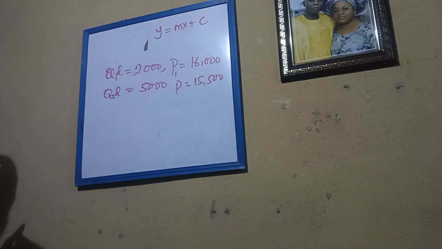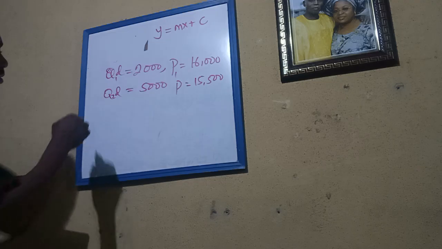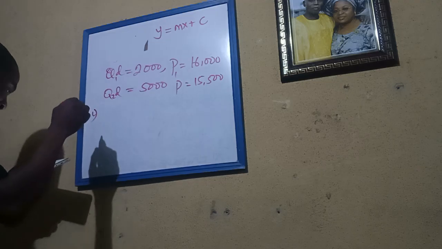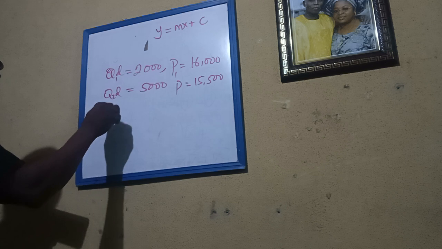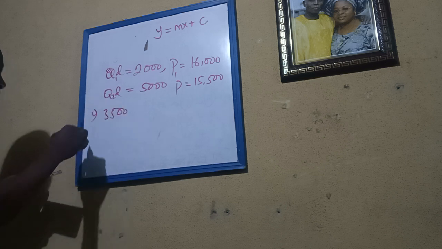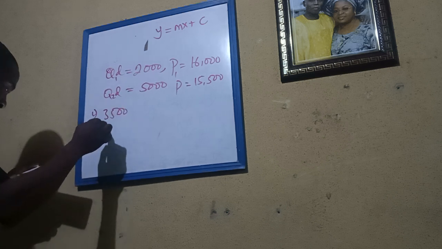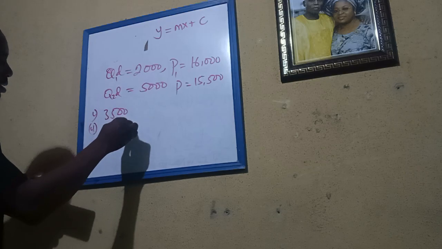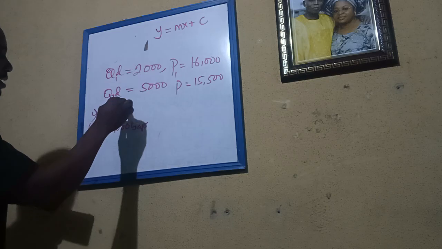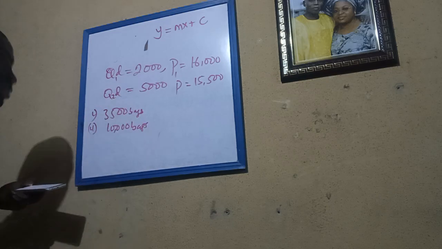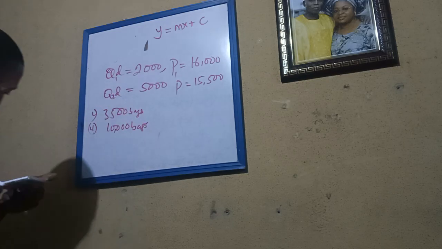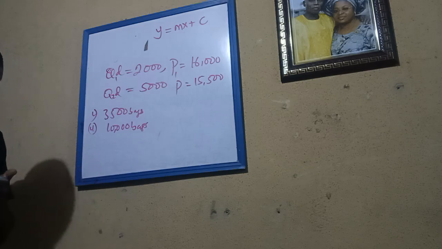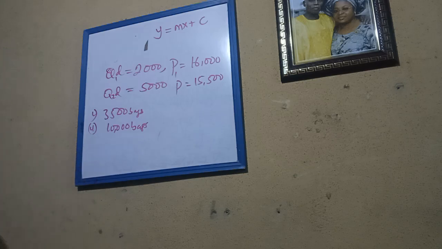So we move ahead. He said, what will be the price of a bag of rice when, Roman figure 1, 3,005 are demanded, and Roman figure 2, 10,000 bags of rice are demanded. So let's quickly look at a way of running this.